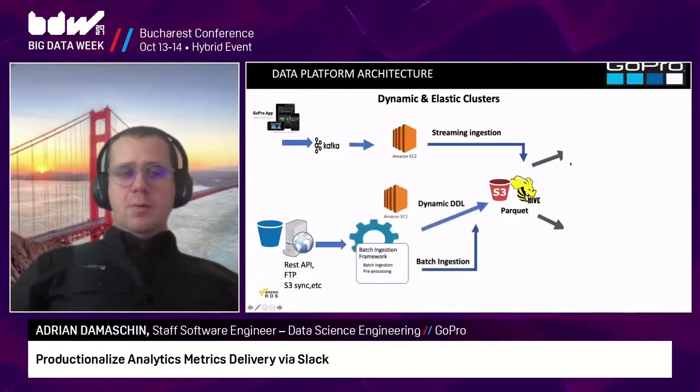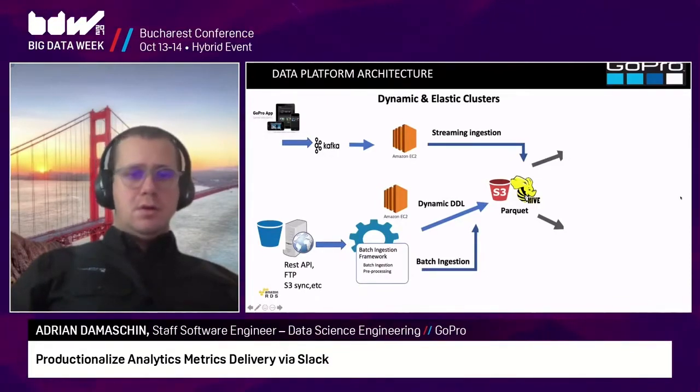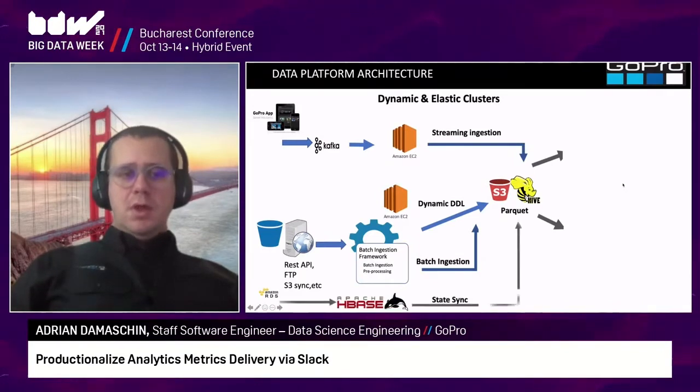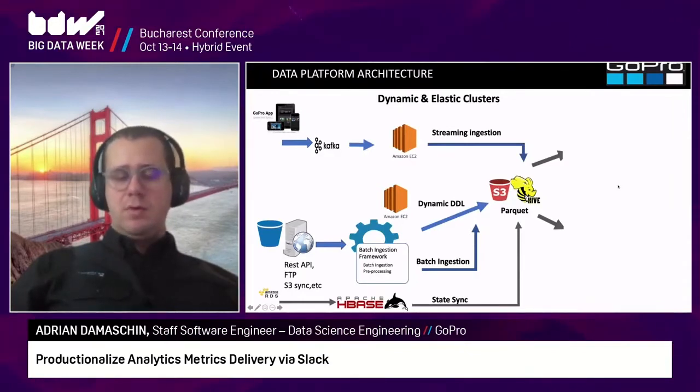The file-based, the REST API, the FTP, S3 are handled by our big batch framework. So we're ingesting everything as batches using a big framework that we have and handling dynamic DDLs if anything happens. And for the existing databases, we're using Apache HBase, and we have a state sync for these. So everything ends up in our data lake.